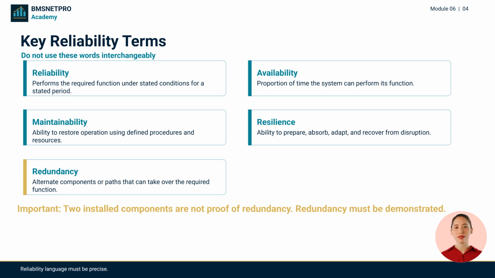Reliability, availability, maintainability, resilience, and redundancy are related but different. A system can rarely fail and still have low availability if restoration takes too long. A redundant system can be fragile if both sides share the same power, network, software defect, or maintenance error.